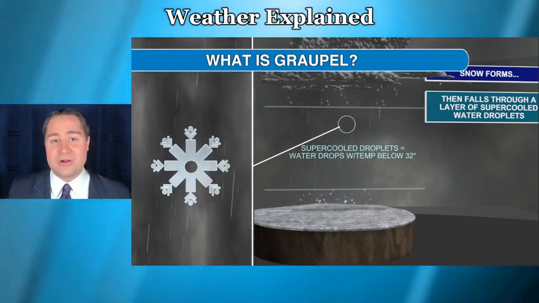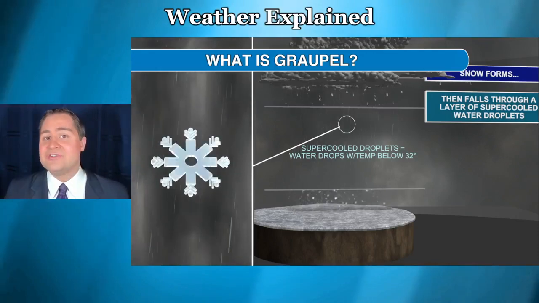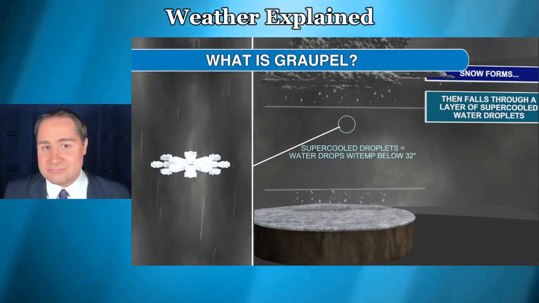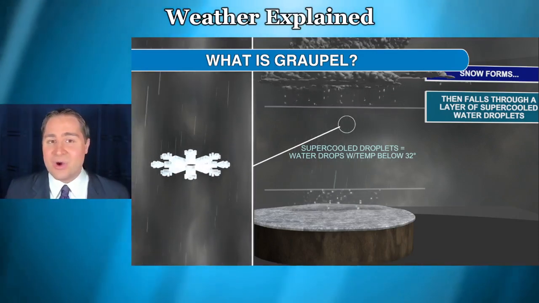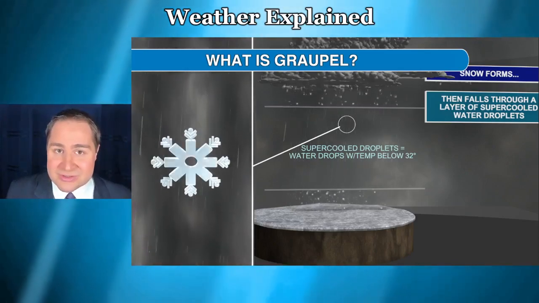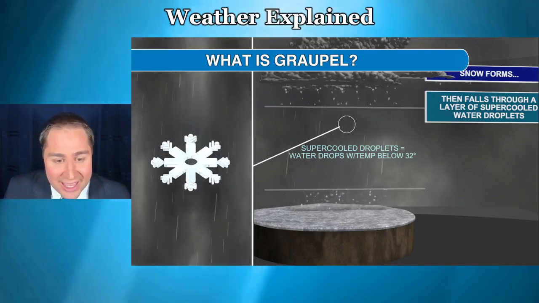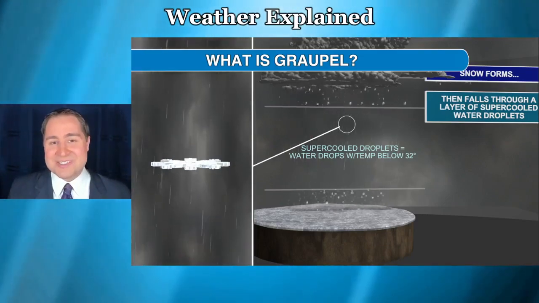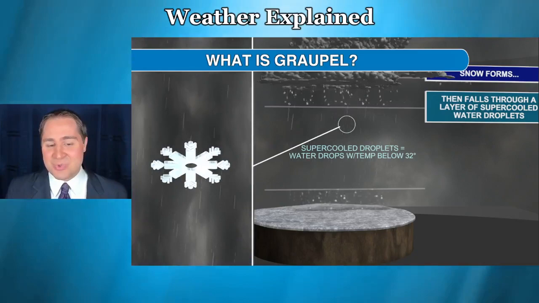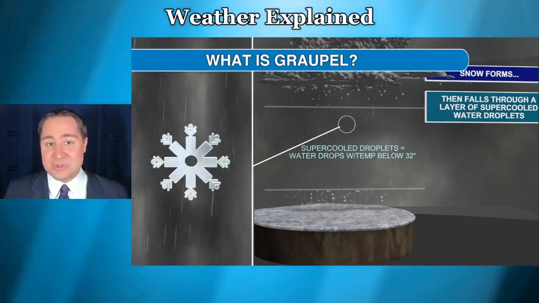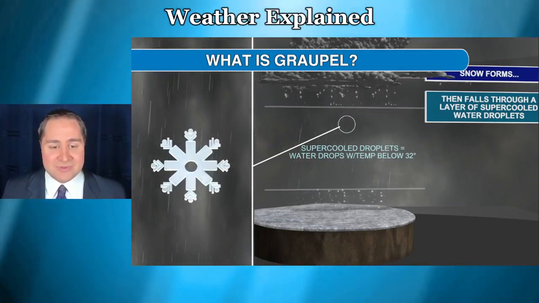If there are any particles of dust, of soot, of pollution in the atmosphere, these tiny little liquid water droplets, they're going to freeze to those particles. So if the atmosphere is clear enough, and if the droplets are small enough, you get this layer of supercooled water droplets below 32 degrees just hanging out in the atmosphere.